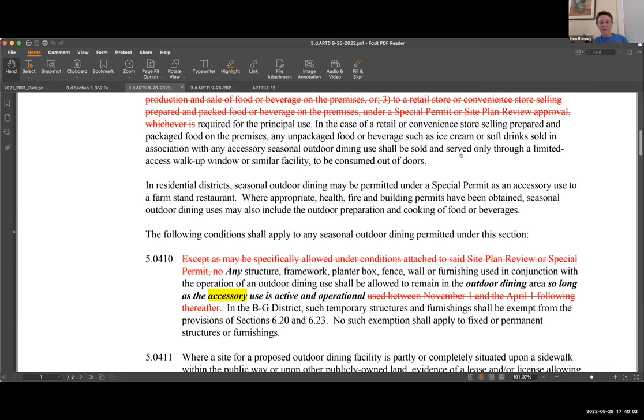I'm going to segue just for a second. That's probably another zoning section that we should be looking at, which is the farm stand, because class one and class two are pretty iffy, the differentiation. I don't want to get off on that, but that answers the question. There really aren't any food and drink uses.